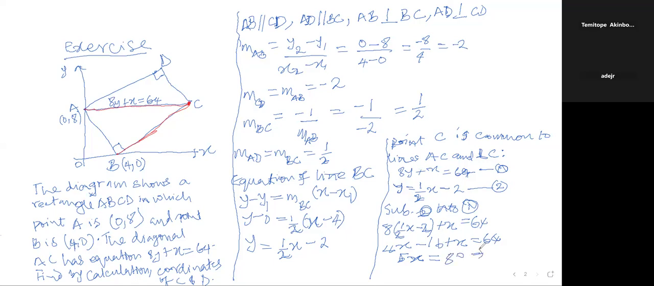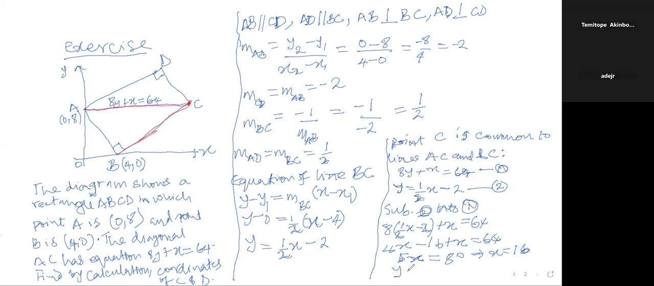So you now divide both sides by 5. 80 divided by 5 will give us 16. Let me confirm that. That should be 16, yes. 80 divided by 5 is 16. So x is 16. You now substitute 16 for x in equation 2 to determine y.